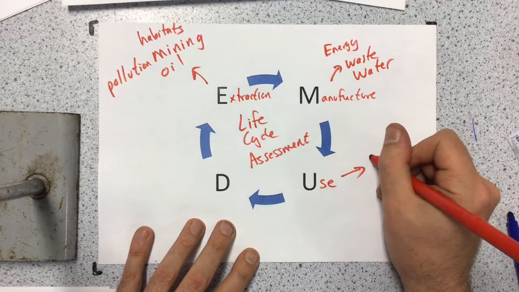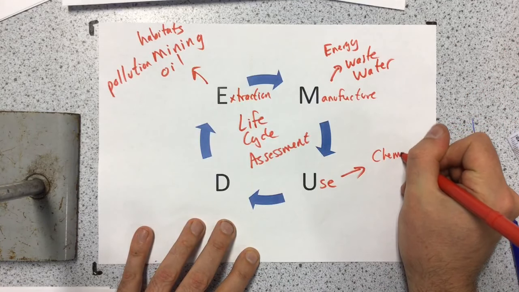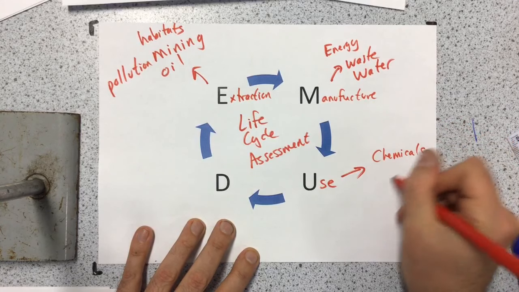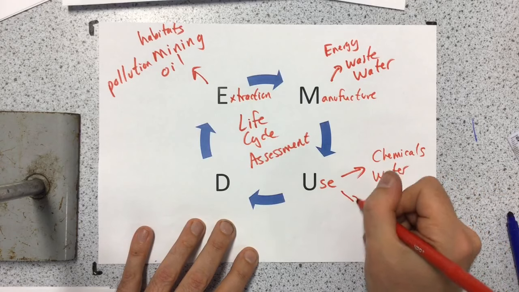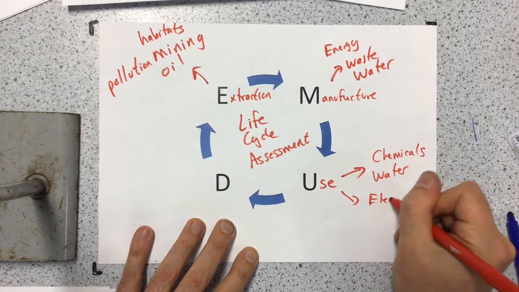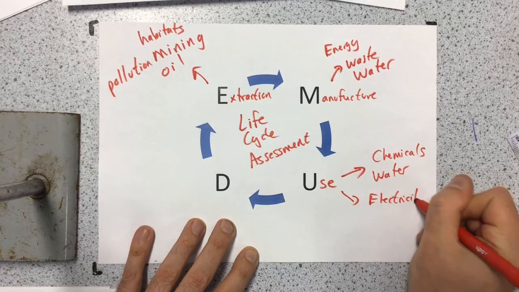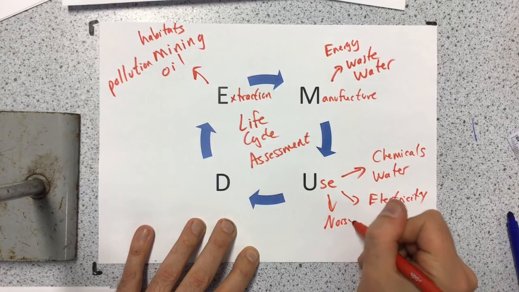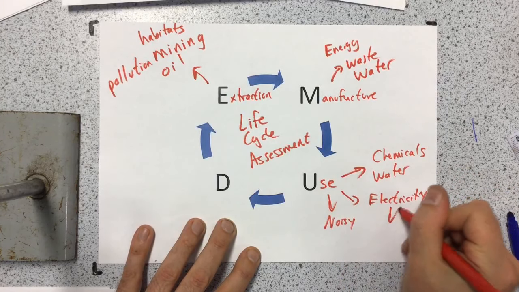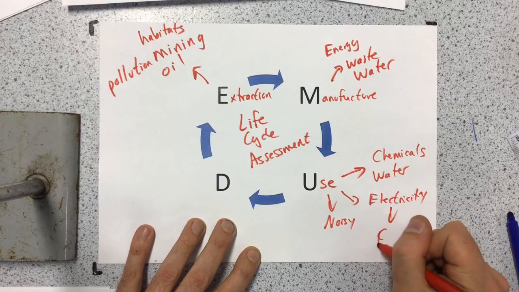But it might be something that needs chemicals, like detergents. It might use lots of water, like your washing machine. It might use loads of electricity. It might be noisy. Electricity causes pollution.